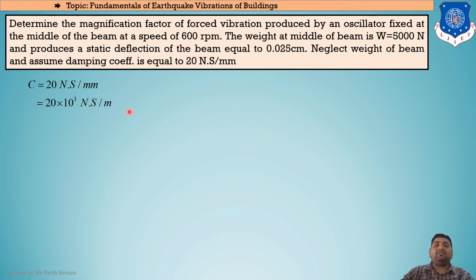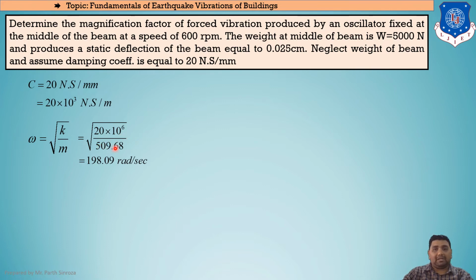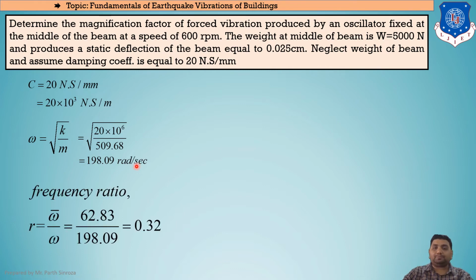Now we need to find the value of r. We have already obtained the value of omega dash. Now we will be focusing on the value of omega. So omega is equal to under root k by m. K, we have already identified, the stiffness of the structure was 20 into 10 raised to 6, and mass of the structure was 509.68 kg. So solving it, we are getting an answer 198.09 radian per second. So this is our angular frequency, or you can say natural angular frequency.